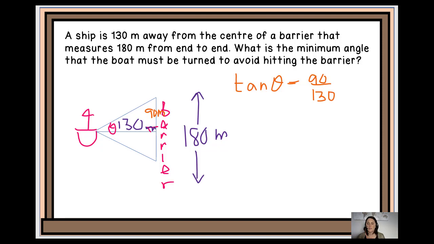So to calculate the missing angle, we're going to take the inverse tan function. So we're going to write this as theta is equal to tan to the exponent -1, or tan inverse, times 90 divided by 130. Okay, let's go ahead and plug that into the calculator, and we're going to round to the nearest whole number. Go ahead. Okay, so the measure for theta equals 35 degrees approximately.